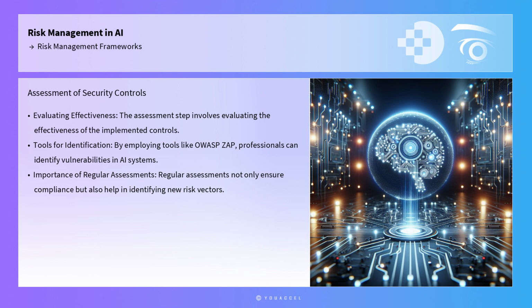The assessment step involves evaluating the effectiveness of the implemented controls. This can be done through regular audits and penetration testing. By employing tools like OWASP-Zap, an open-source security scanner, professionals can identify vulnerabilities in AI systems and assess the robustness of security measures. Regular assessments not only ensure compliance, but also help in identifying new risk vectors that may emerge as AI technologies evolve.